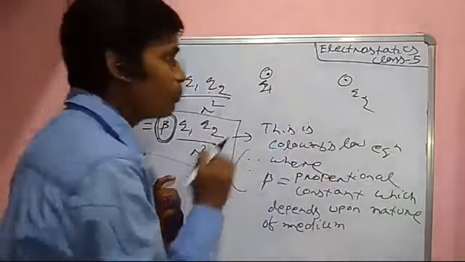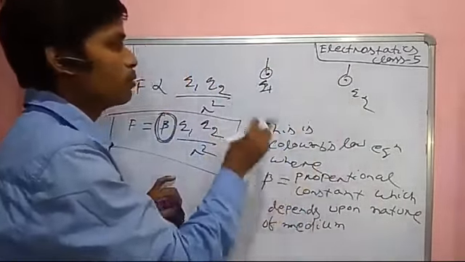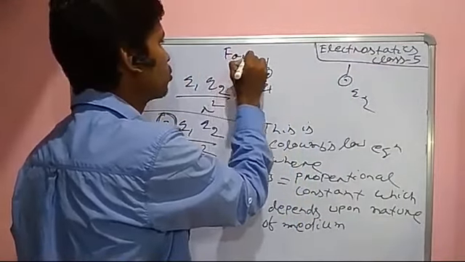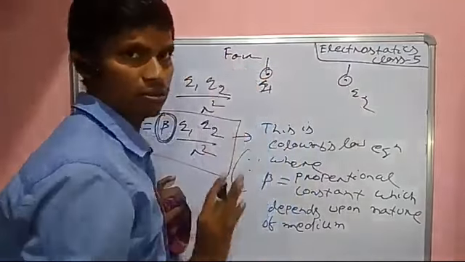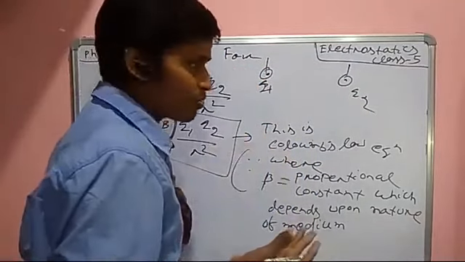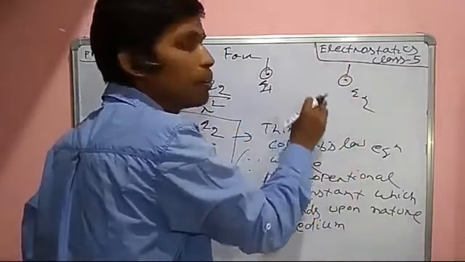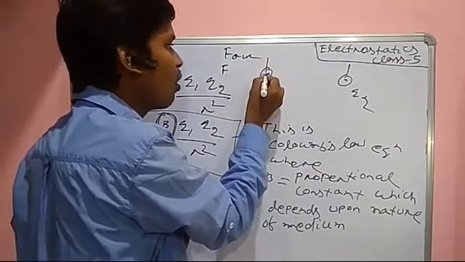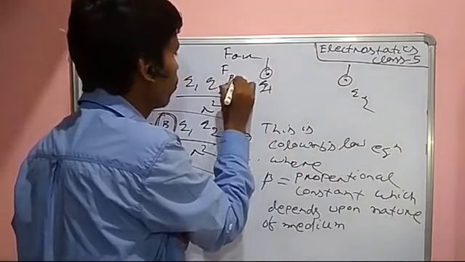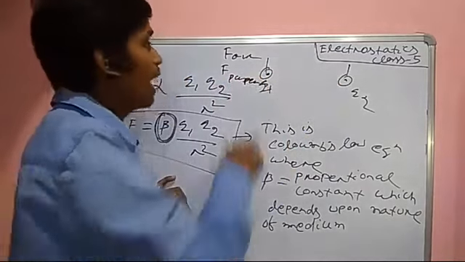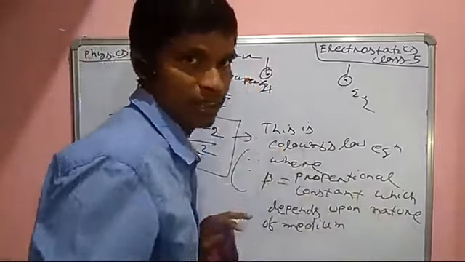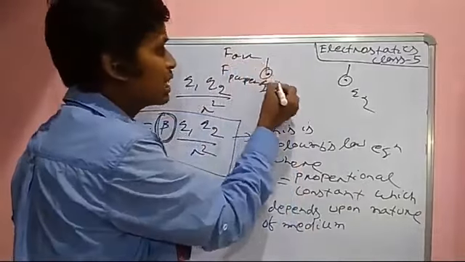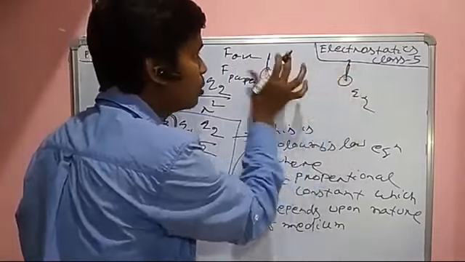Suppose two charges are here. If the air medium is present, suppose the force in the air medium is F air. Then we place paper in between the two charges, and the force exerted on the two charges is F paper. Here F air and F paper are totally different, not equal, because in F air, Q1 is constant, Q2 is constant, and the distance between the two charges is also constant.